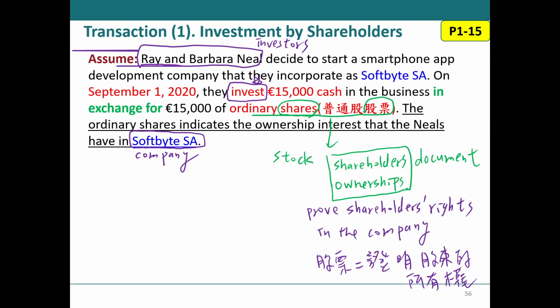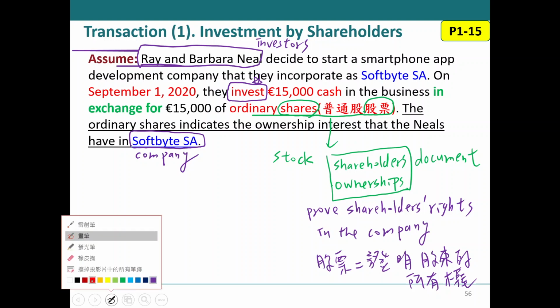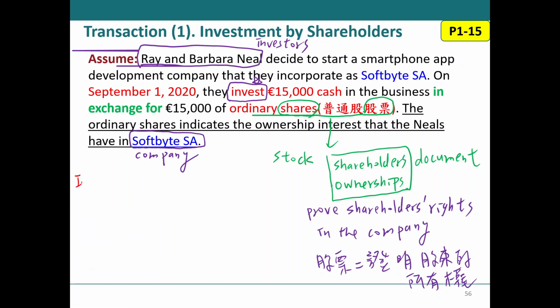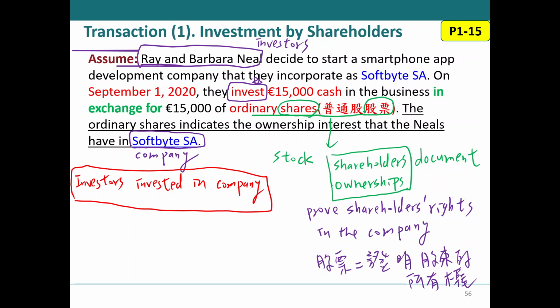So try to find the keyword, because sometimes there is a lot of content, but the keyword is very important. Okay, so what's the keyword? Invest. So when we talk about the keyword invest, what kind of transaction is it? The transaction is investor invested in company. Okay, so this is the transaction.